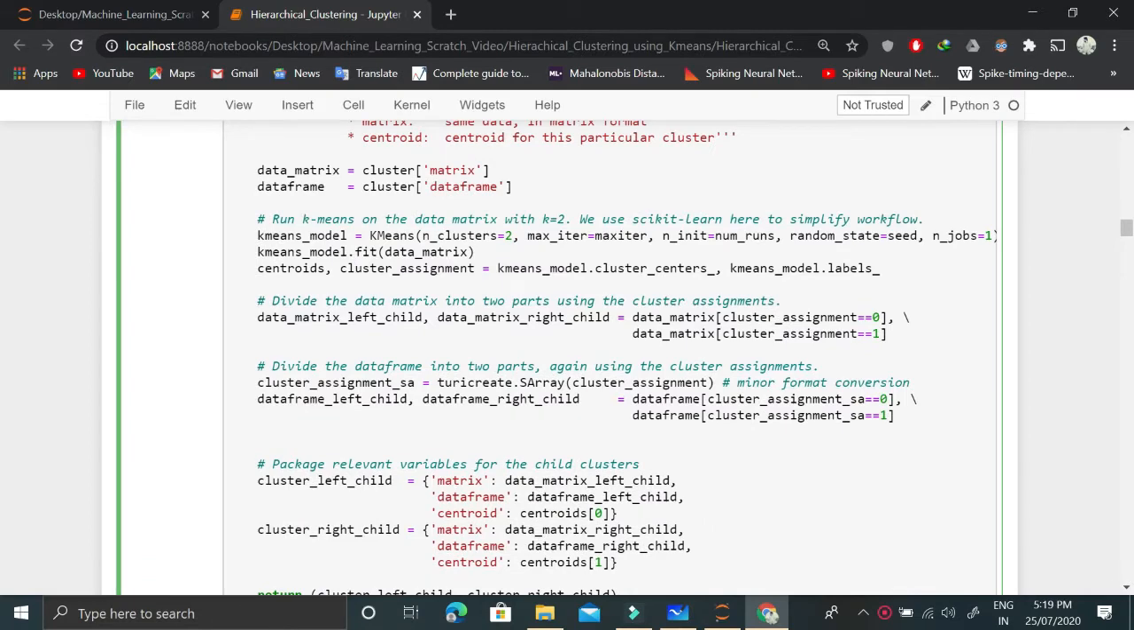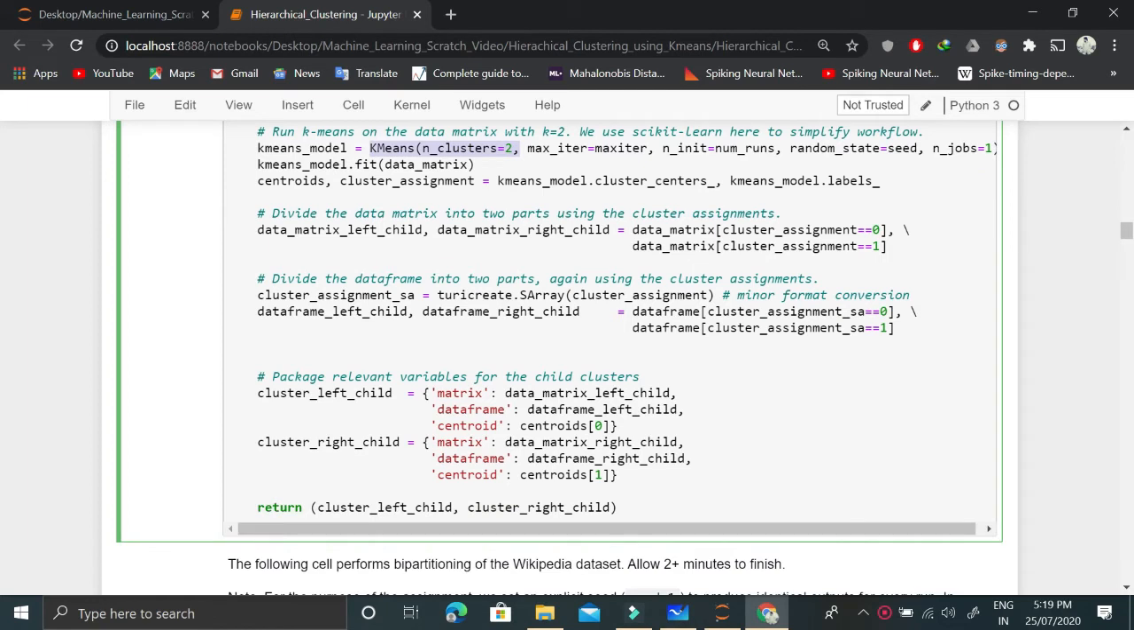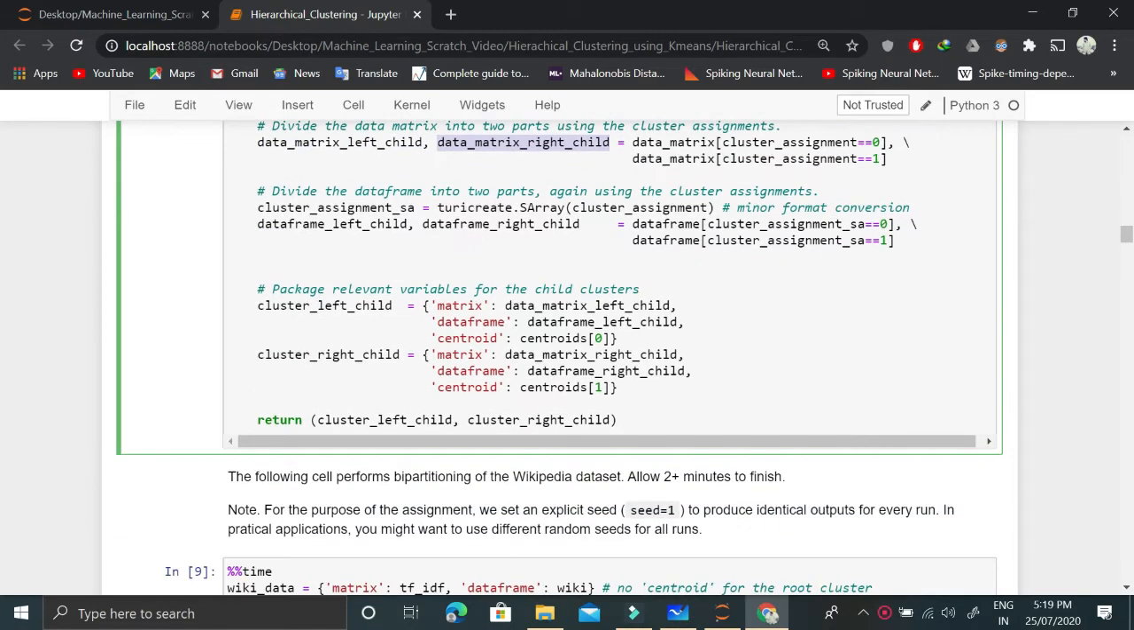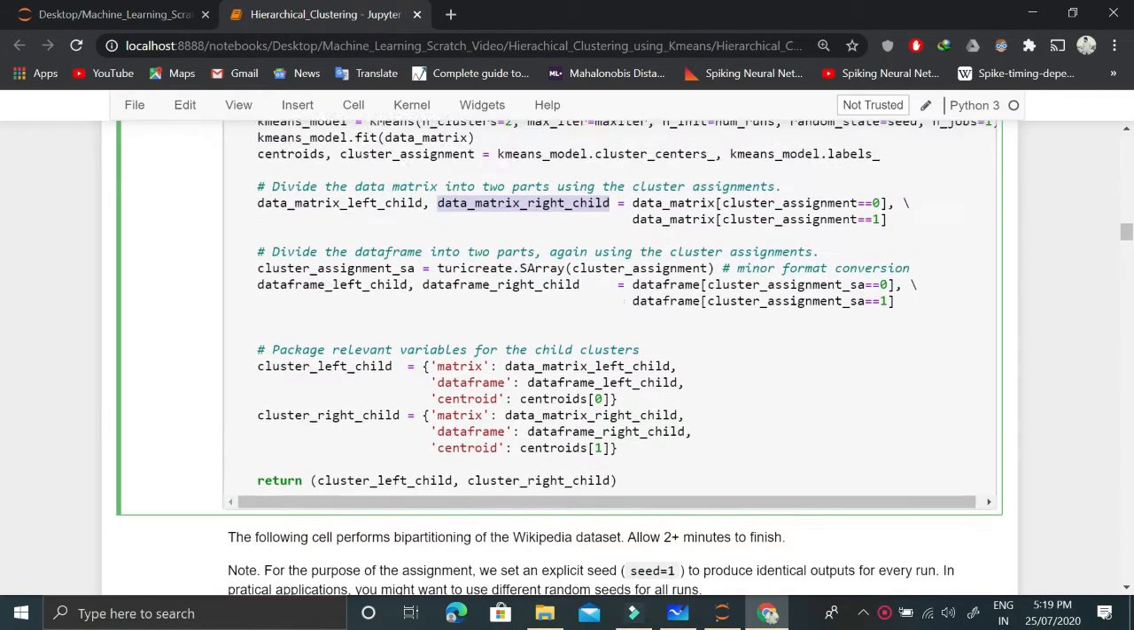given the input data, we do the k-means clustering with two clusters. We fit it. We find out the cluster assignment for all of the data points and the centroids. Given the cluster assignment, we extract the data for both clusters, having label 0 and label 1. So we call one the left child and another one the right child.